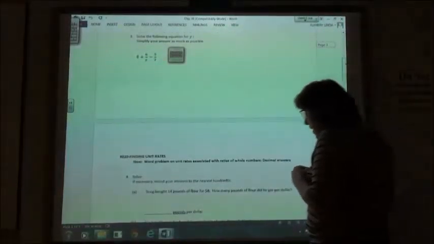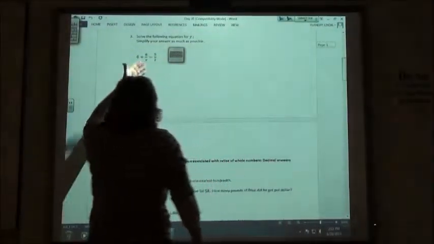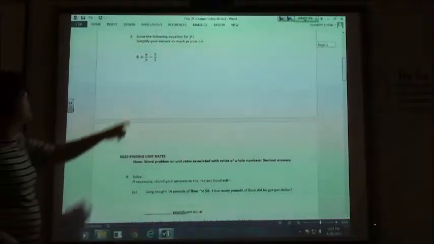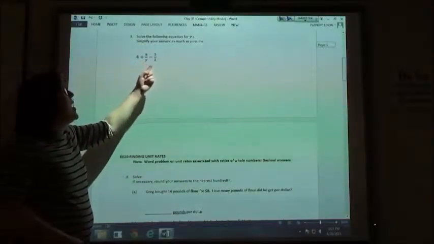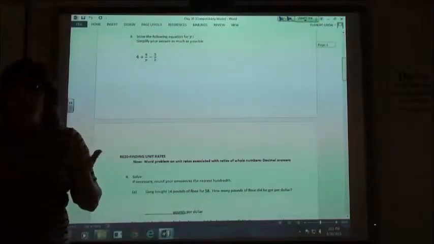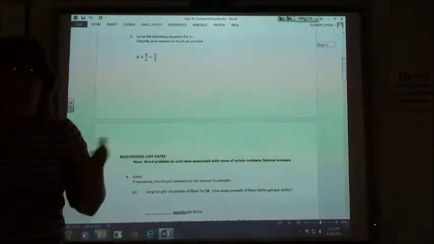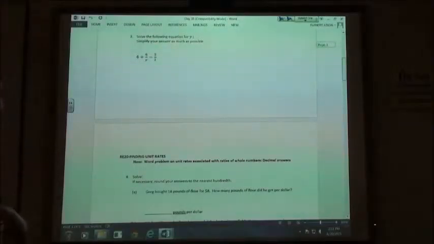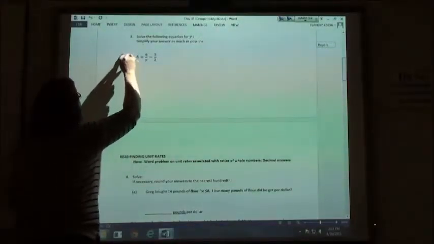Number 3, same kind of thing. I've got a rational equation, which means there's fractions. I want to get rid of the fraction. This time I have a denominator which is y and a denominator which is 2. Just like if I had a 2 and a 3, I'd say 2 times 3 is 6. Here I have to say y times 2 is 2y. So I'm going to multiply every term by 2y.